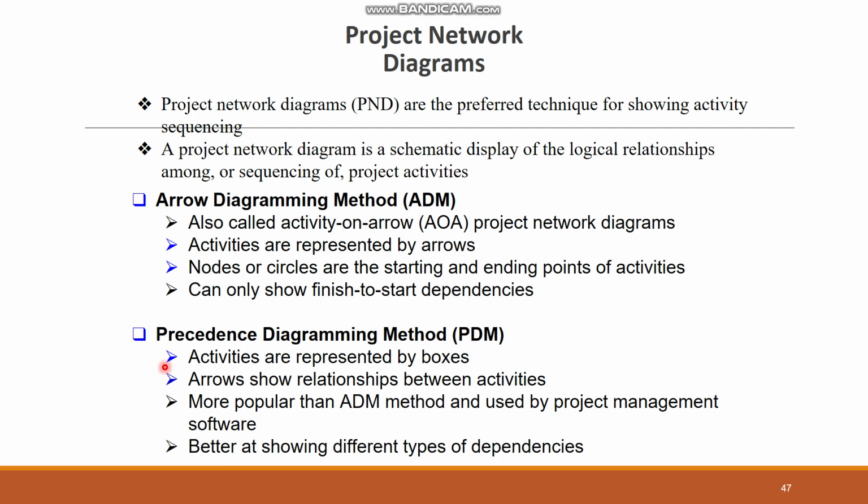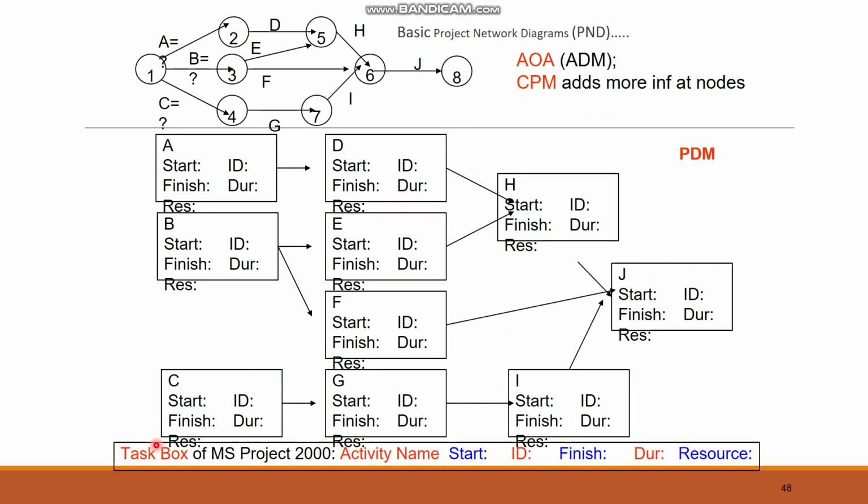In the precedence diagramming method, activities are represented by boxes and arrows show the relationship between these activities. It is more popular than the previous technique and better at showing different types of dependencies. So basically here, if you see the arrow diagramming method, normally it is used for showing finish to start dependencies. And PDM, the precedence diagramming method, you can use to show different types of activities and also show different types of dependencies in these activities.